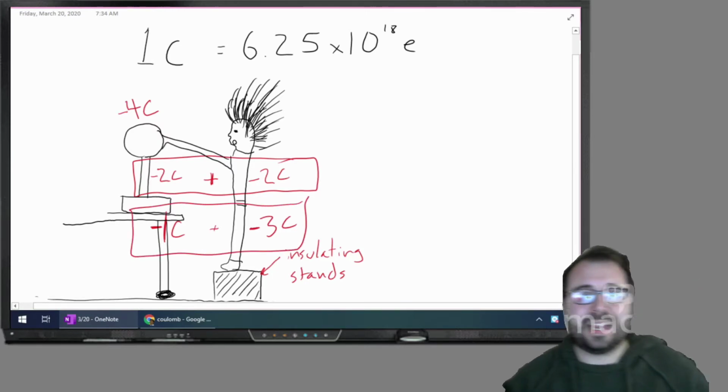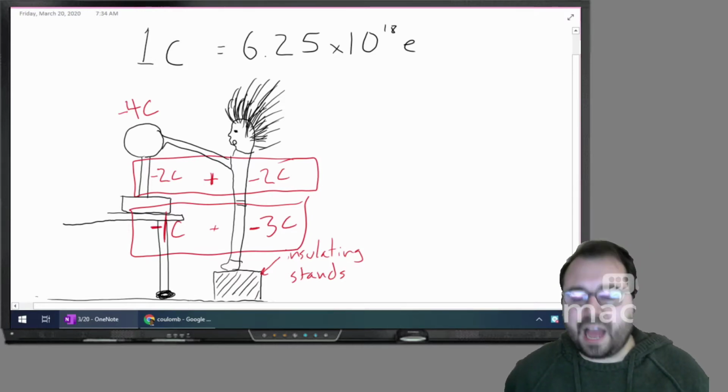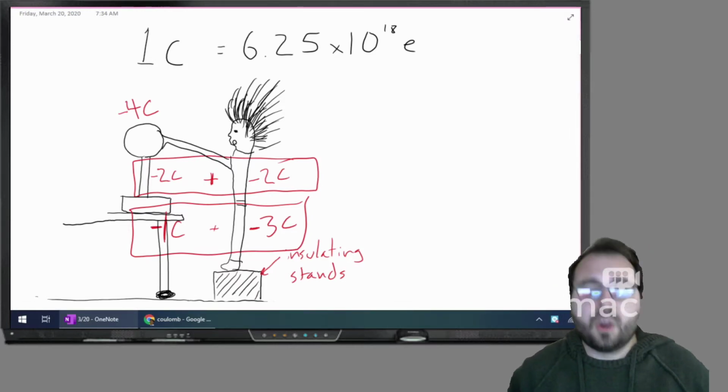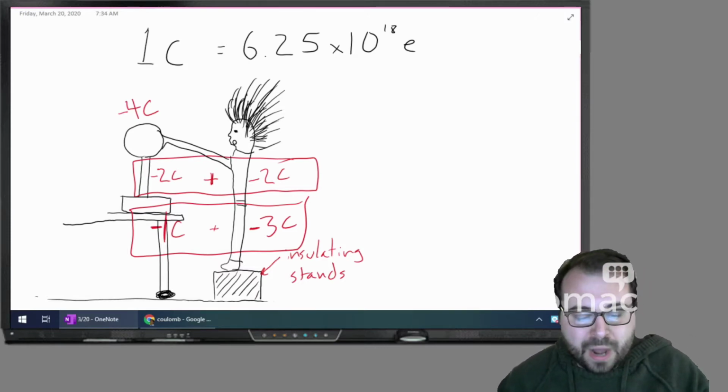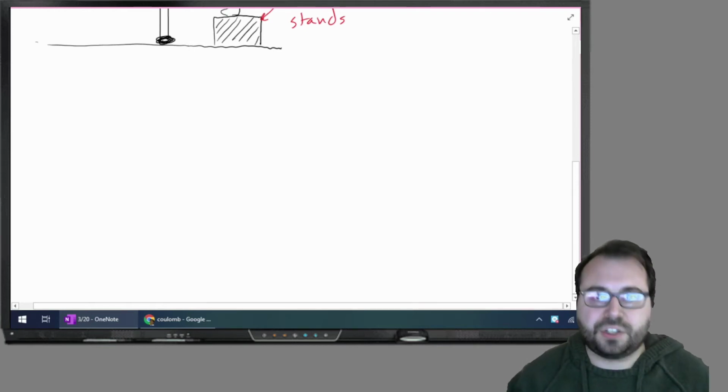So what you might be thinking is, hey, is there a way to calculate this? There is, but we're actually not going to get into it in this class. What we are going to get into is what happens now if I have two identical objects touched together.